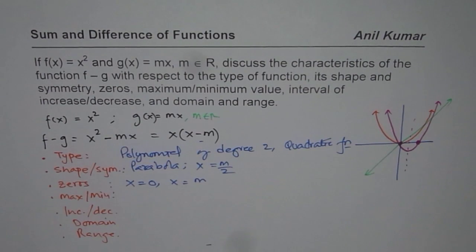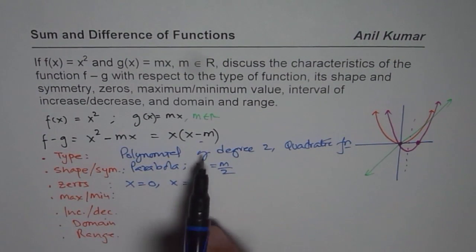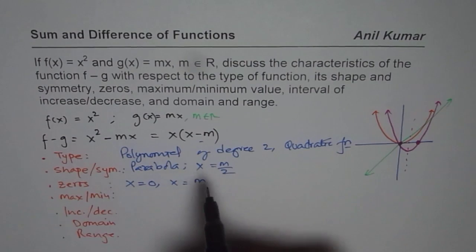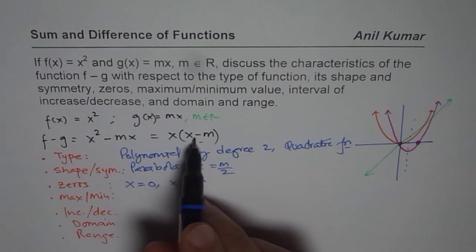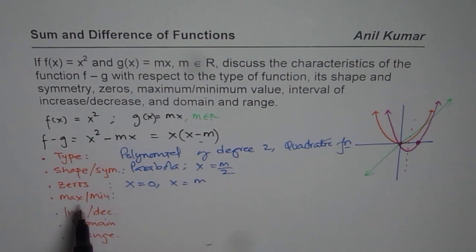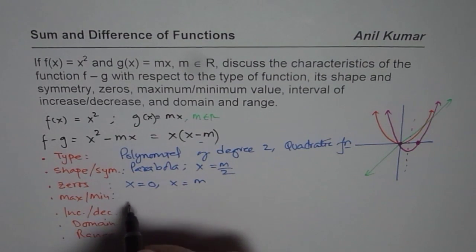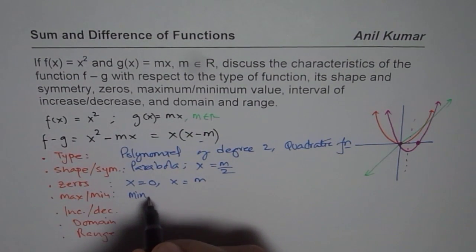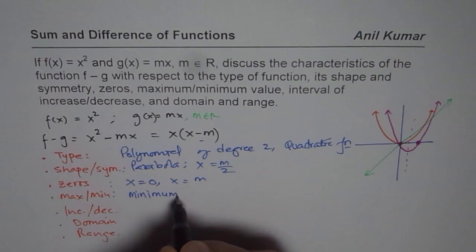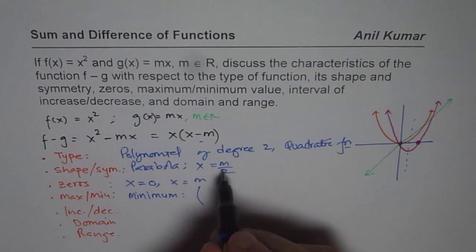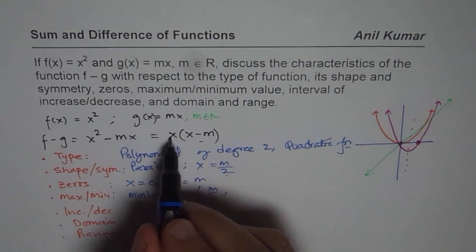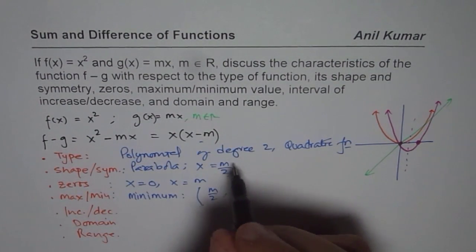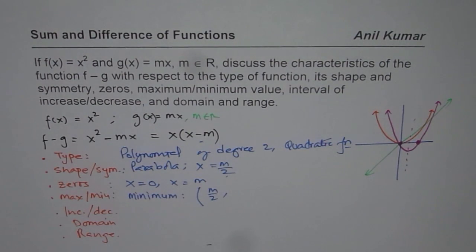Maximum, minimum. Now to find maximum, minimum, we know the x is m over 2. So if I substitute m over 2 for x, I get the y value, right? So in this function we will have a minimum value since it opens upwards, right? So we have a minimum. And the point where it will happen will be m over 2, which is the axis. And the y value will be, let me replace x with m over 2. Then what do I get?